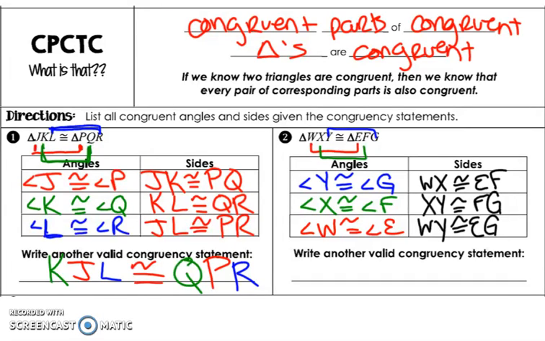Now, another valid congruency statement. Well, if we look, I wrote it backwards, so now I can write Y, and I wrote G. If I have X next, I need to put F second, and then last but not least, I have W, and I have E. Again, multiple ways to do the same thing, but that's one of our correct answers.